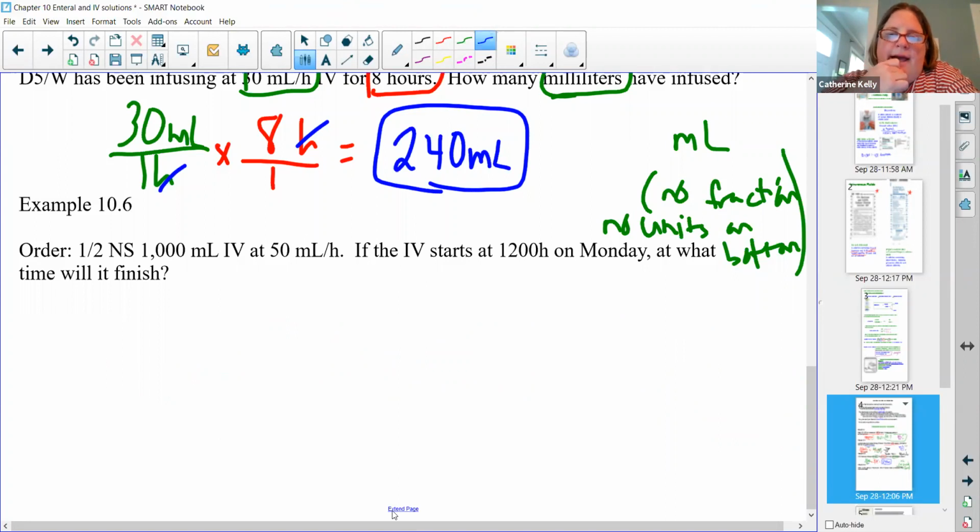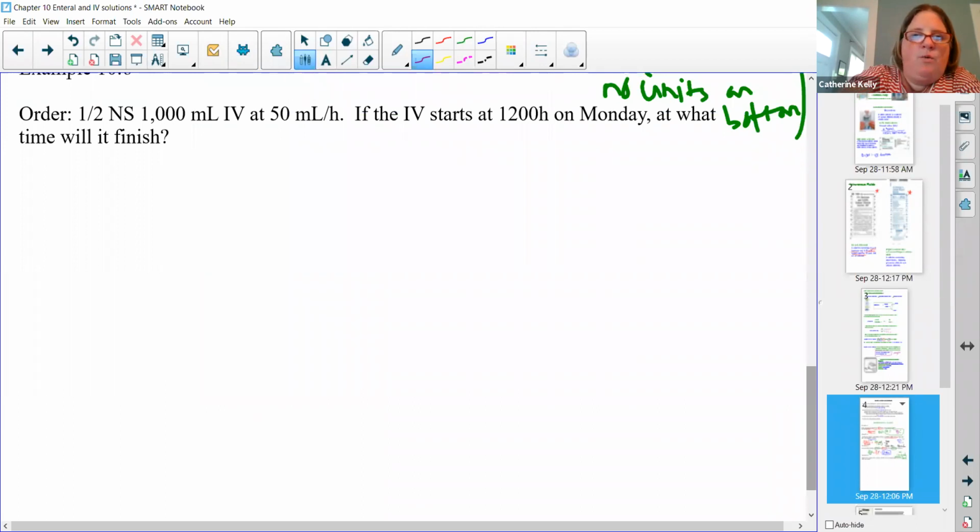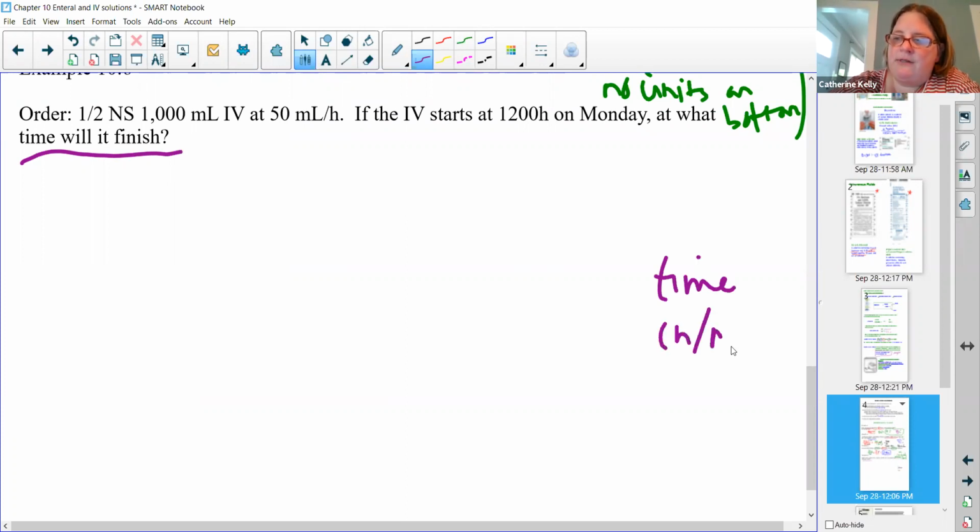The order is 1/2 normal saline, 1,000 milliliters in an IV at 50 milliliters per hour. If the IV starts at 12 o'clock on Monday, at what time will it finish? Ooh, there's a doozy. So I'm going to start with, I need a time. It says, what time will it finish? I need a time for my answer. So I need it to be in hours and minutes. The rule of thumb here is if it's over 60 minutes, then I need to have it in hours and minutes. But if it's just 60 minutes or under, then you can just write it in minutes.